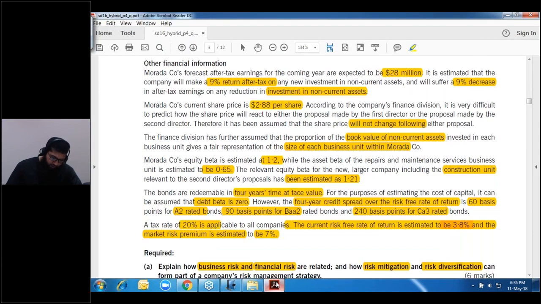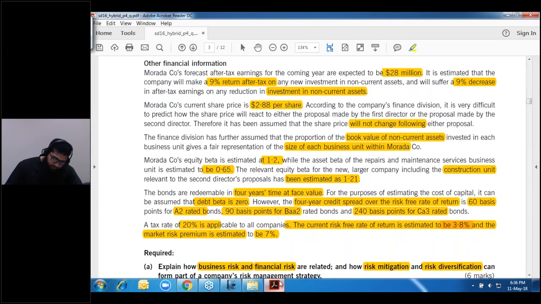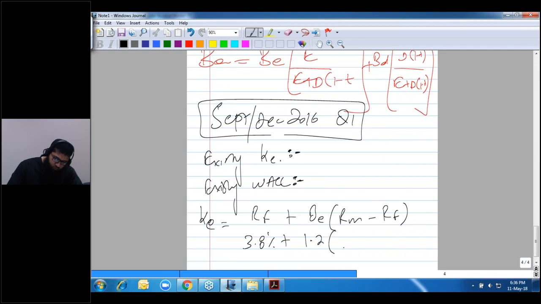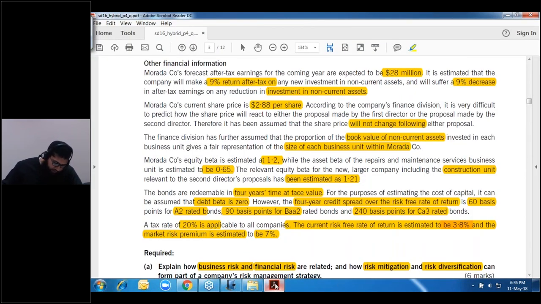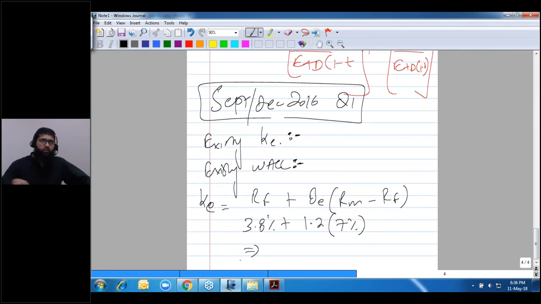So you have got the risk-free rate of return. And how much is that? The risk-free rate of return is actually 3.8%, plus the present equity beta of the Morada company, which is 1.2. The market rate of return is not given, but they've given the market risk premium, which is 7%. So the market risk premium is RM minus RF. So how much is the current cost of equity? Can you please calculate? It's 12.2%.